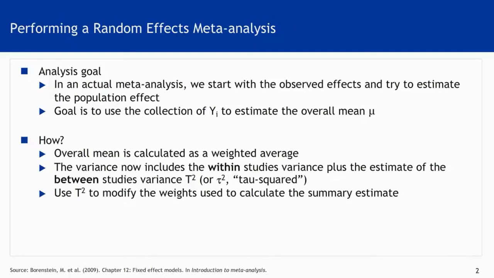And the tricky part for the random effects model is figuring out the weight. Remember we said under a fixed effect model, the weight equals the inverse of the variance, and we're going to carry over that idea to the random effects meta-analysis. The weight still equals the inverse of the variance, but now the variance has two components: the within study variance and the between study variance. That's the only difference: how you weight each study. The variance is modified by the between study variance, so we use tau square to modify the weights used to calculate the summary estimate. That's the difference between the random effects model and the fixed effect model.